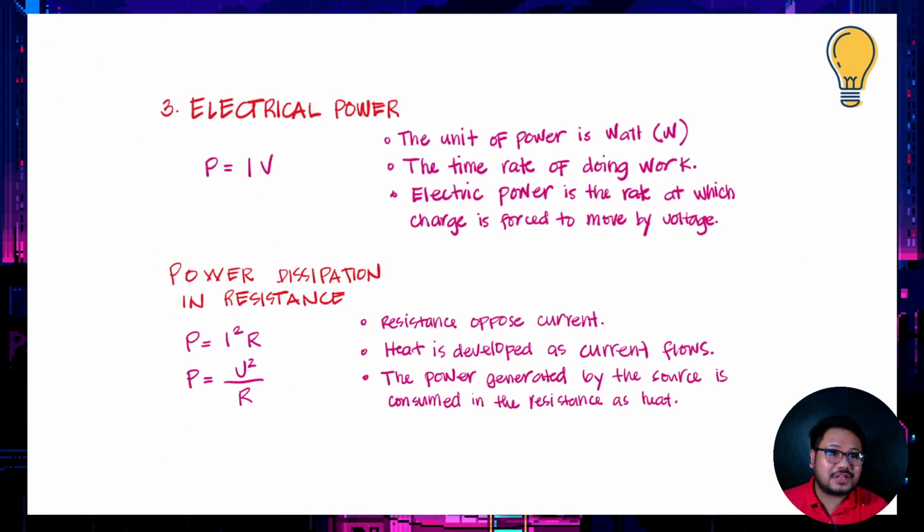We know that in a given circuit or in any appliance, there must be an EMF, an electromotive force, wherein there should be something that is doing the work. So it must exert power, and that is power equal to the current passing through a resistance times the voltage being supplied by our power source. The unit of power is watts, or capital letter W. It is the time rate at which that EMF is doing the work, and electrical power is the rate at which the charge is forced to move by the voltage. How much power is needed by our voltage source in order for our charges to move.